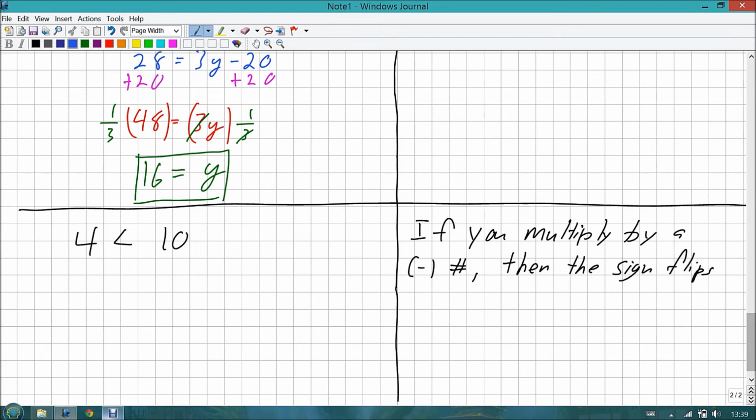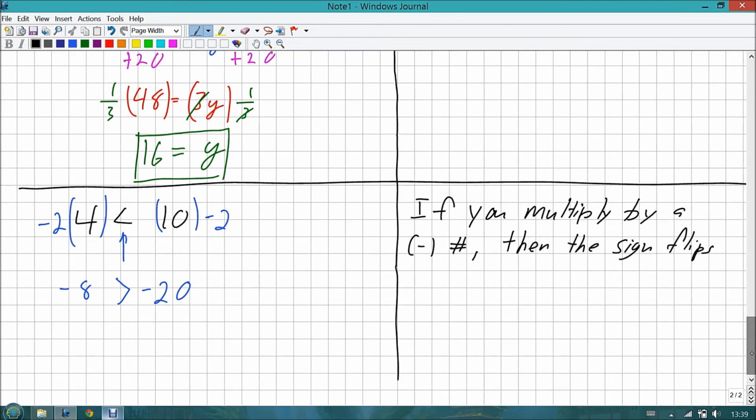What you do to one side, you must do to the other. But when we do this, if we were to multiply both sides by a negative number, say negative 2, then the inequality sign must flip. And when we do that, we would have negative 8 is greater than negative 20, which is also a true statement. So when we're working with inequality signs, we really have to be very careful about our multiplication, because they can make our sign flip multiple times as we go through.